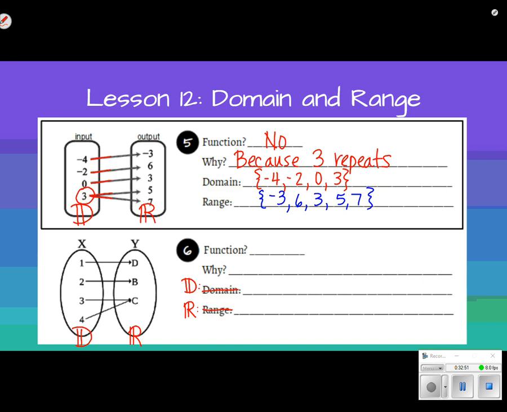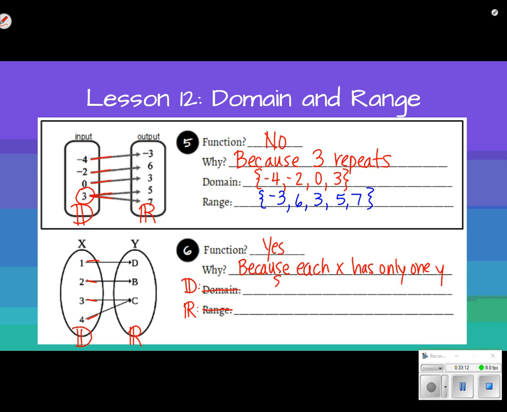All right, is this a function? So let's check. One arrow, one arrow, one arrow, one arrow. We're looking good. So is it a function? Yes, because each x has only one y. So that's the first thing.